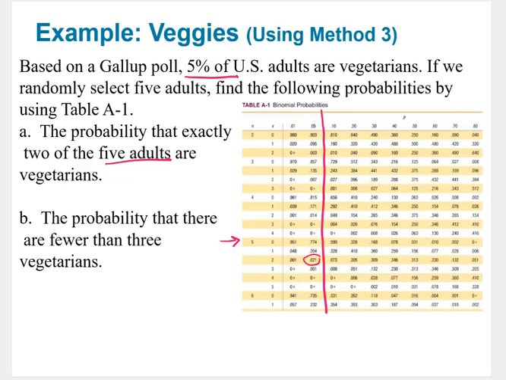Okay, so that would be the probability. The probability that we get 2 out of the 5 is going to be 0.021. So charts make it really easy, because all you have to do is know how to read them and you're good to go.